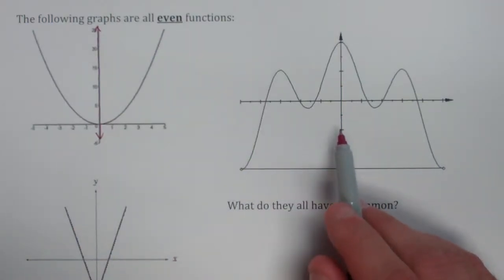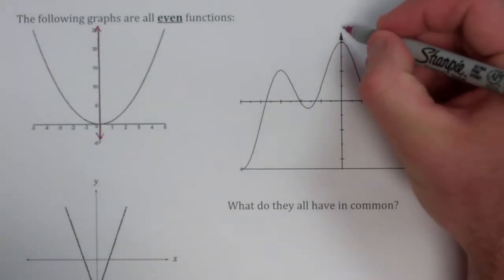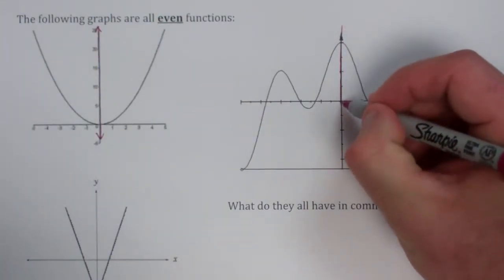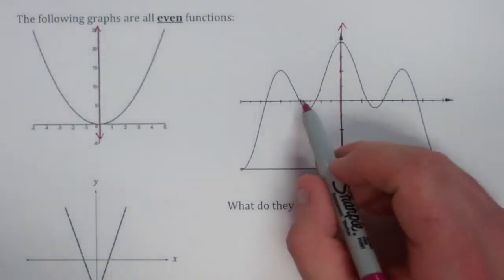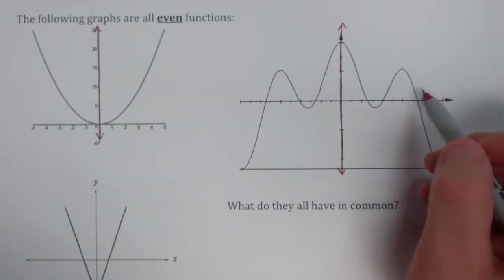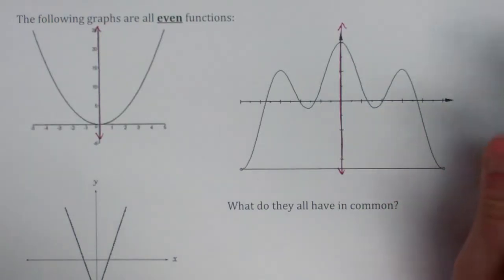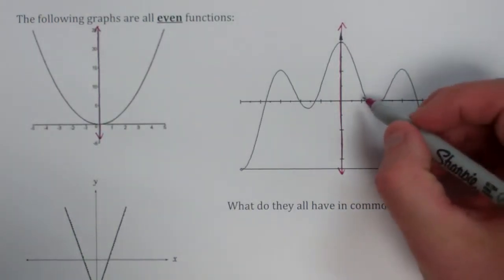If we look at the graph on the right, the same thing would apply. If we drew a line right through the y-axis, then the left side of the graph would look just like the right side. Here's another thing that you can look at as well.